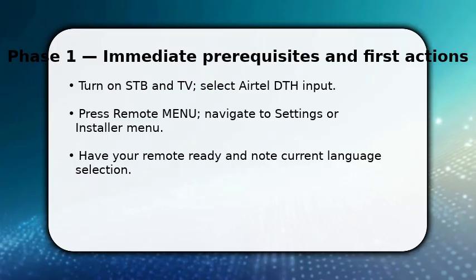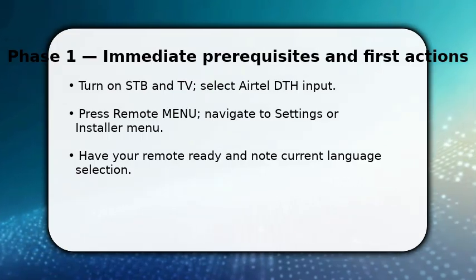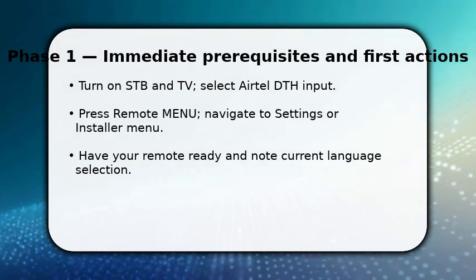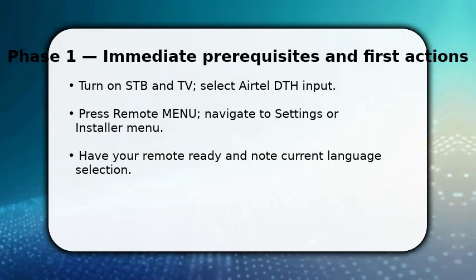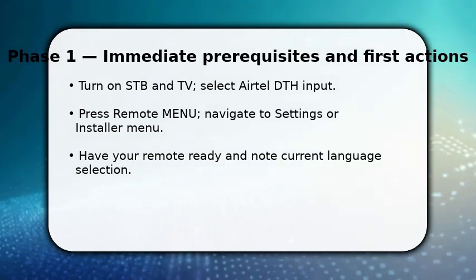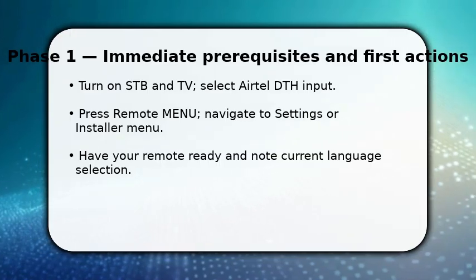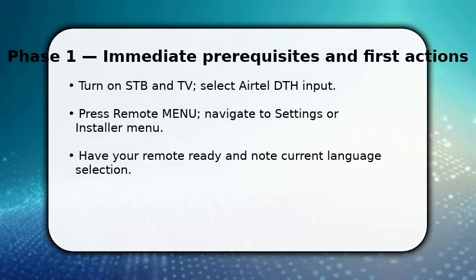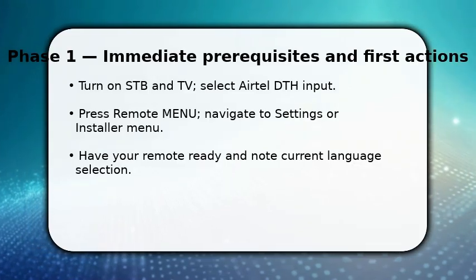You begin by powering on the set-top box and TV. Make sure the Airtel DTH input is active. Press Menu on the remote and go directly to Settings. You want the language option. Once there, move with the arrow keys to Language or Audio settings. This is where you change menus and audio.